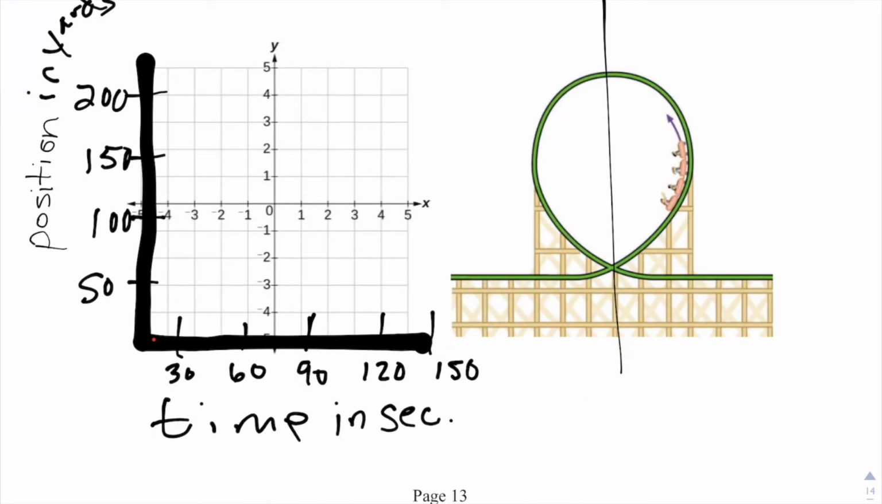So again, if we were going to put this on a graph, we would see that at 0 it starts here, but after 30 seconds, let's say the car is 50 yards down the track. Then after 60 seconds, it's 100 yards down the track. Then after 90, it's 150. After 120, it's 200. And then after 150, it'd be up here around 250.